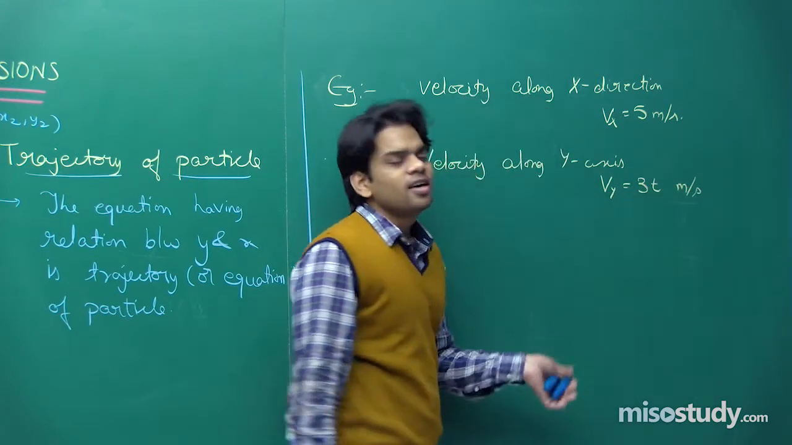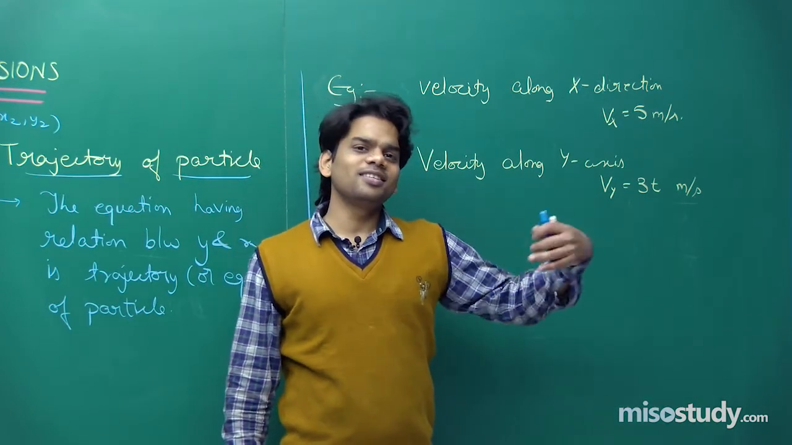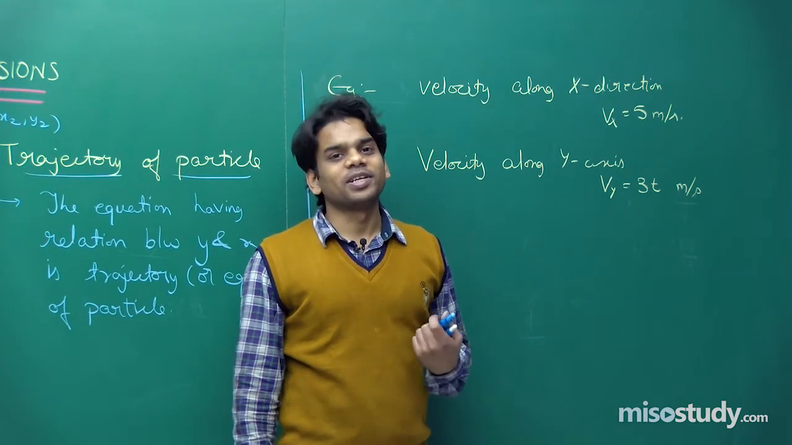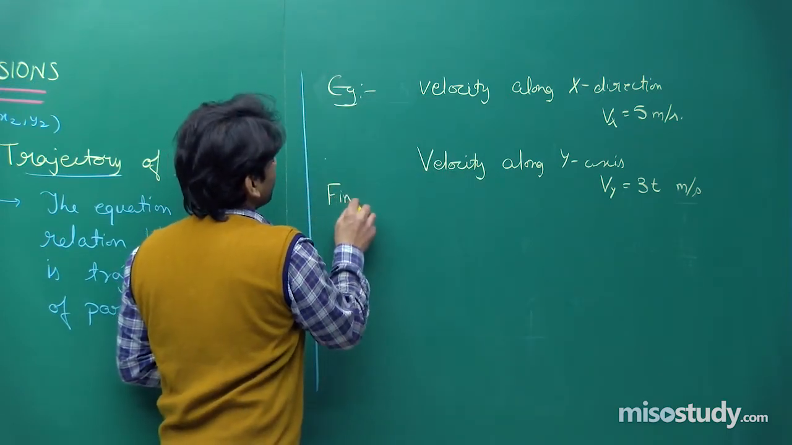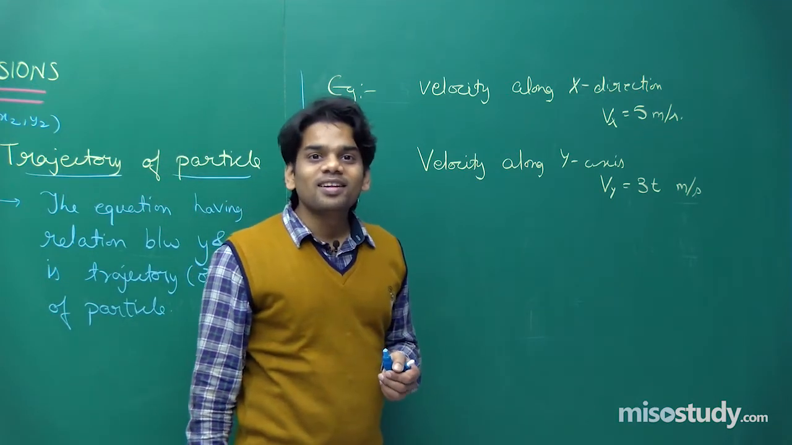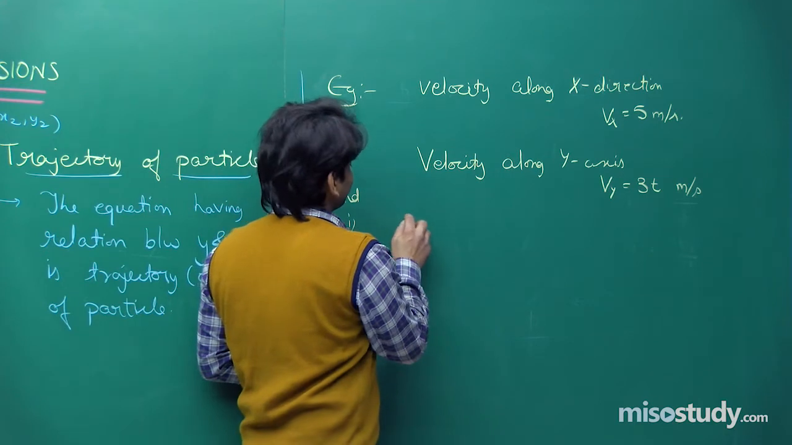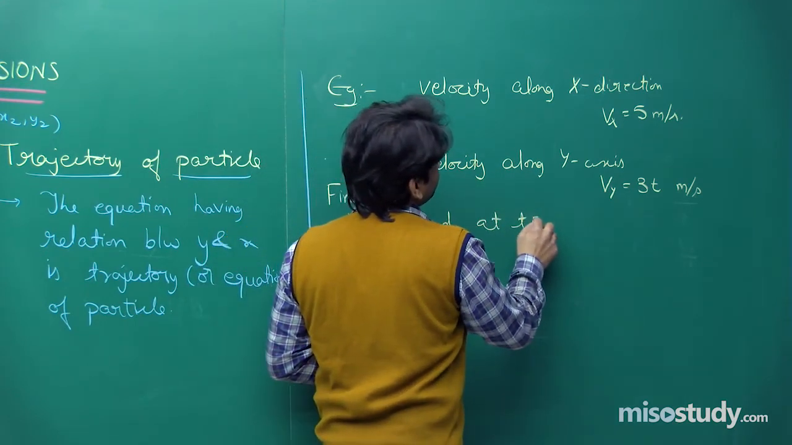Okay, that's very easy. That means that as t goes to 0, the velocity along the y direction will be 0, and as t increases, the velocity along the y direction will increase. Suppose the question is to find: first, what is the speed of the particle at t equals 5 seconds. So find speed at t equals 5 seconds.